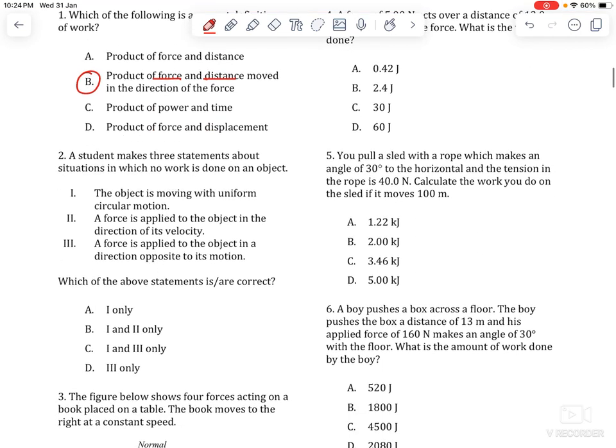Question 2. A student makes three statements about when there is no work. There is no work only when the object is moving with uniform circular motion, because in this case the velocity will be perpendicular to the direction of the acceleration. So this means that the force is perpendicular to the displacement. Basically it's only one, so option A.